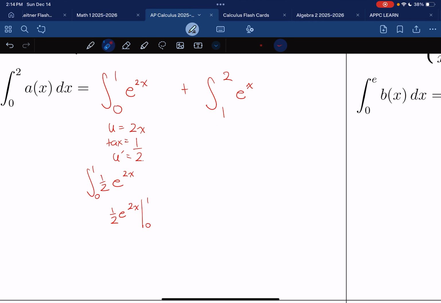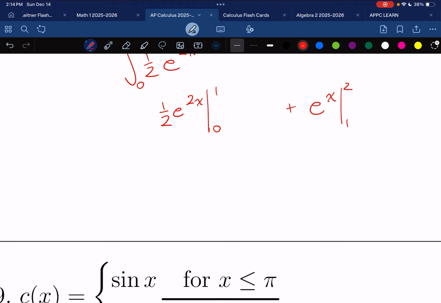For my second piece, I do have a house, but the derivative of the inner is 1, therefore I can avoid paying the tax man, and I can instead just take the antiderivative, and done, it's e to the power of x. And again, an evaluation bar between 1 and 2 for this one. All right, and these two pieces are going to be glued together. Let's go ahead and do the evaluation bar now.